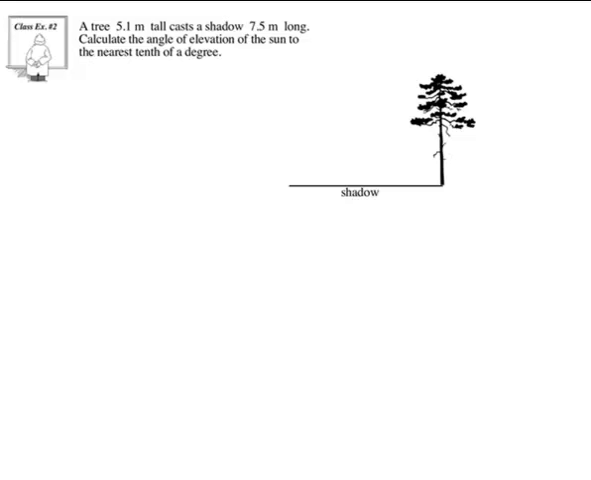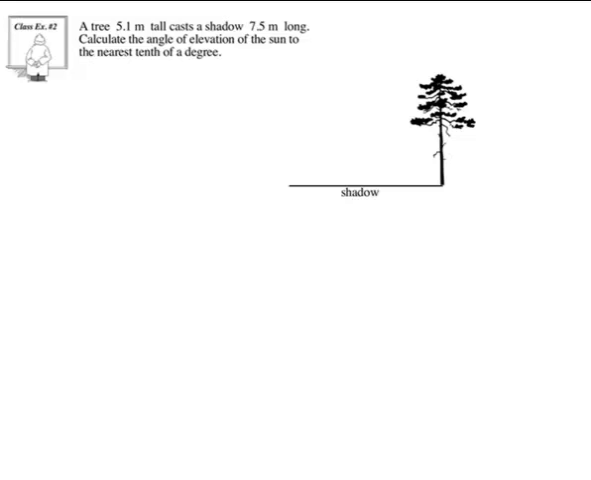A tree that is 5.1 meters tall casts a shadow that is 7.5 meters long. Calculate the angle of elevation of the sun to the nearest tenth of a degree. Now, if you're not sure what angle of elevation means, it's explained earlier in the page.